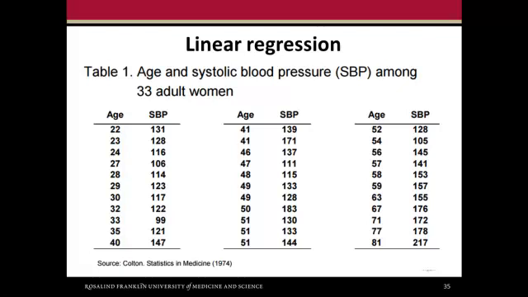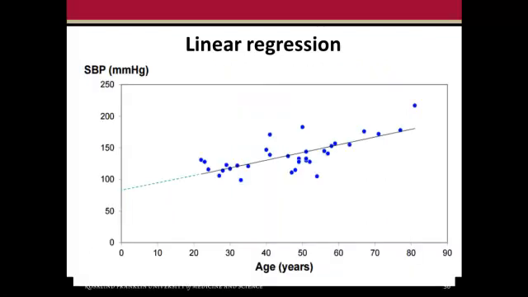So here are some data looking at age and systolic blood pressure among 33 adult women. We have columns representing age, and then their systolic blood pressure, and we might want to predict, given a certain age, what might be the expected systolic blood pressure. We can plot this data and look at it. Here on the x-axis is age, and on the y-axis is our systolic blood pressure.